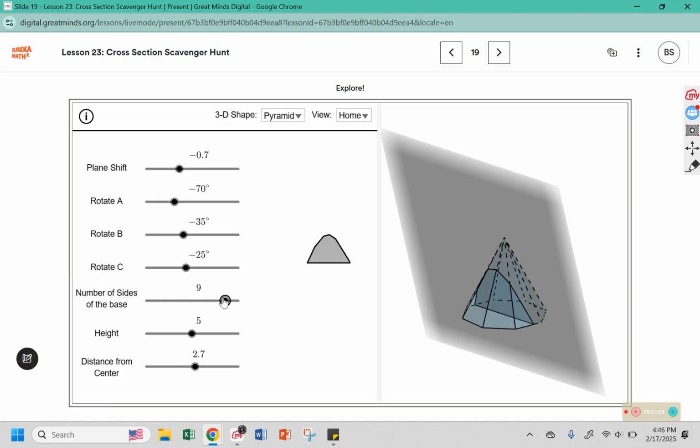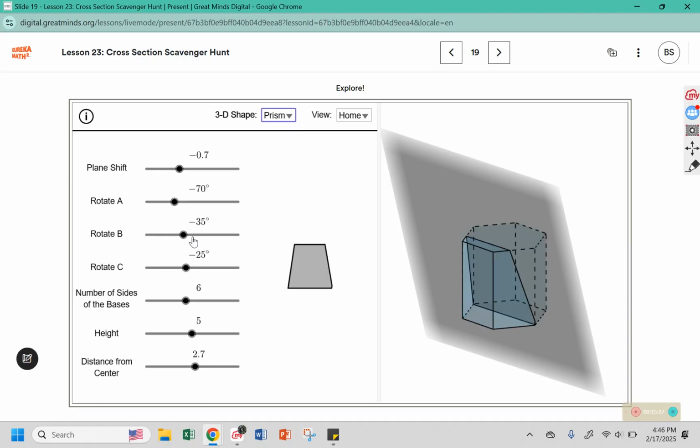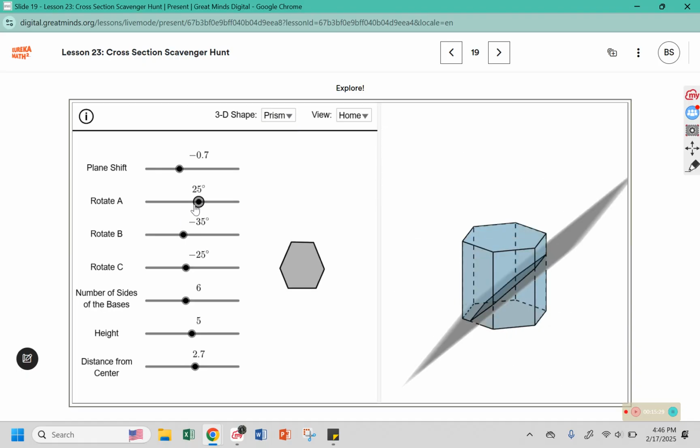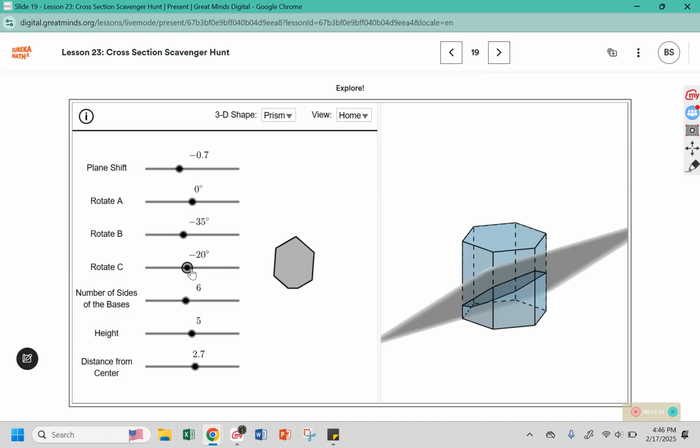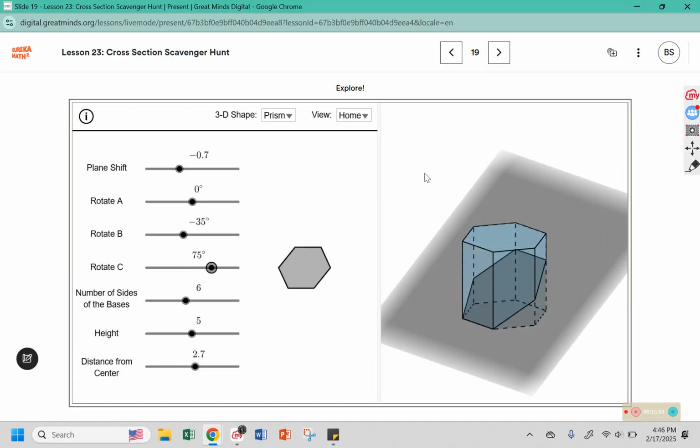What would happen if you added more sides or fewer sides? What would happen if you changed it from a pyramid to a prism? What types of shapes can you get? This is just an opportunity for you to explore different prisms and pyramids and different cross sections.